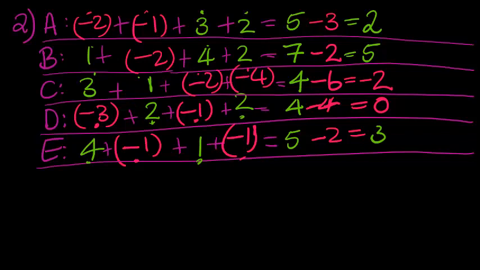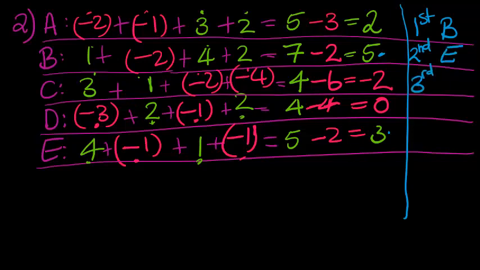That was the first part of the question. Get the score for each team. Now they're asking you, write down the teams in order of merit. In other words, which team will come first, which team will come second, which team will come third, fourth, and fifth. Okay, so our first team is going to be the highest score. That's 5. So that's team B. Our second team is going to be 3 points, team E. Team A, then we're going to have team D, and then we're going to have team C. And that's the answer to the second part of the question.